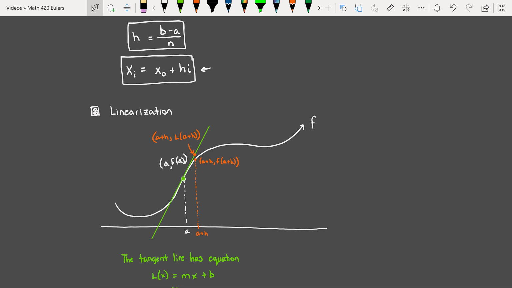In the next video, we'll actually start into Euler's method, his original method, and then another video we'll do improved Euler's, and then finally we'll have a video just for the Runge-Kutta method.